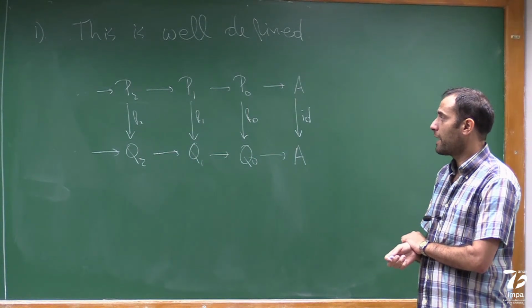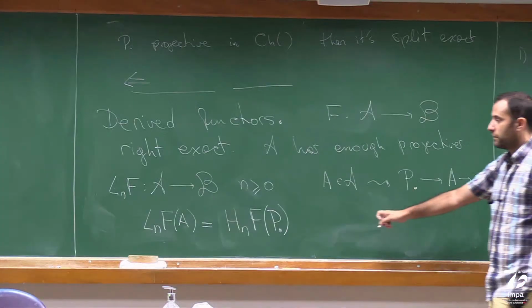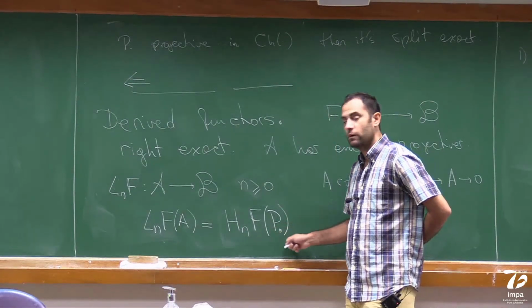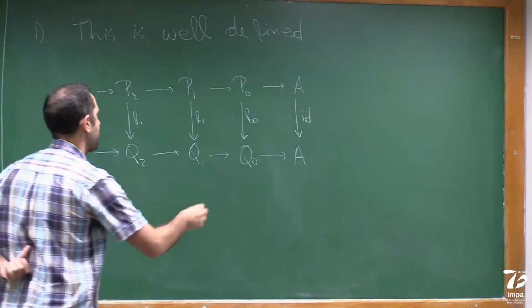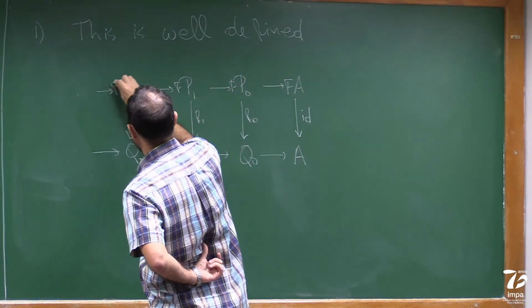So now let's apply the functor F. What is the rule of computing this? I apply my functor F to the complex. So I apply F everywhere, and I have F of A, F here, F here, F here.